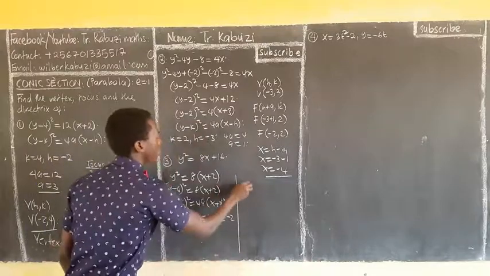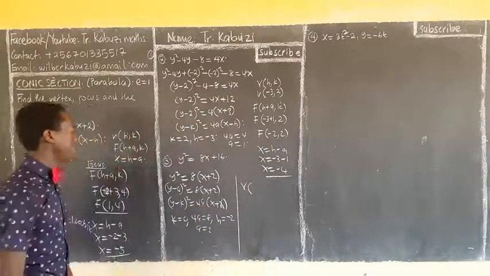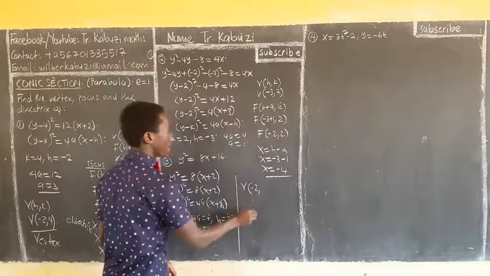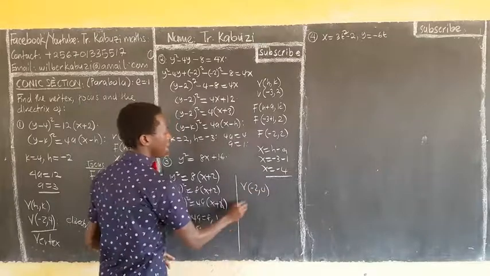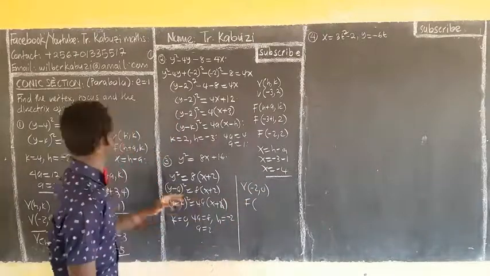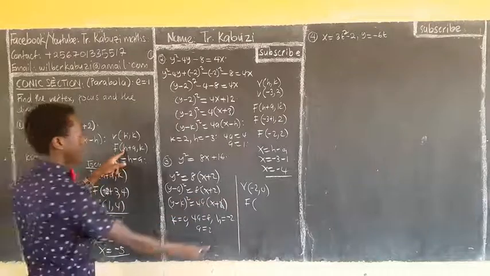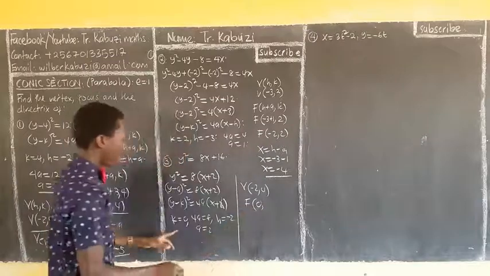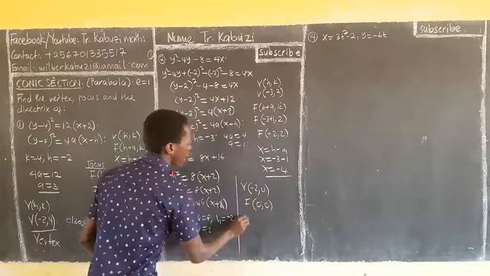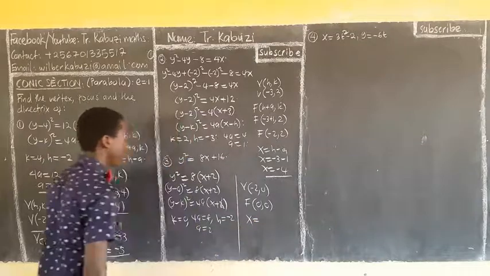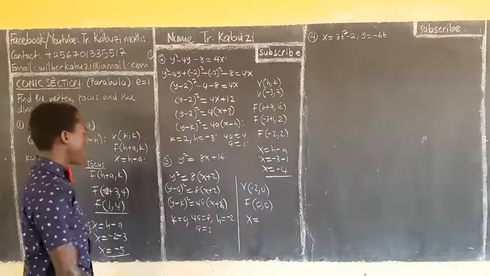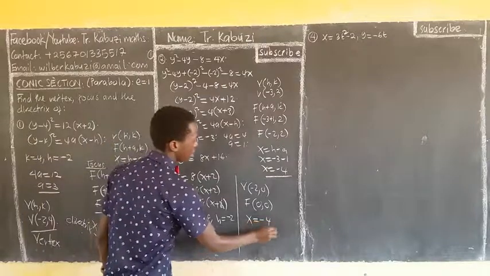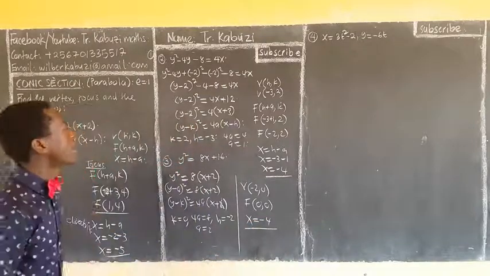Now I come to get my vertex. My vertex we said is at h, comma, k, which is negative 2, comma, 0. And the focus we said you get h, which is negative 2, plus a, which is 2, comma, k is 0, so the focus is 0, comma, 0. Then my directrix is x equal to h minus a, and that would be x equal to negative 4. So that's how we handle that number.